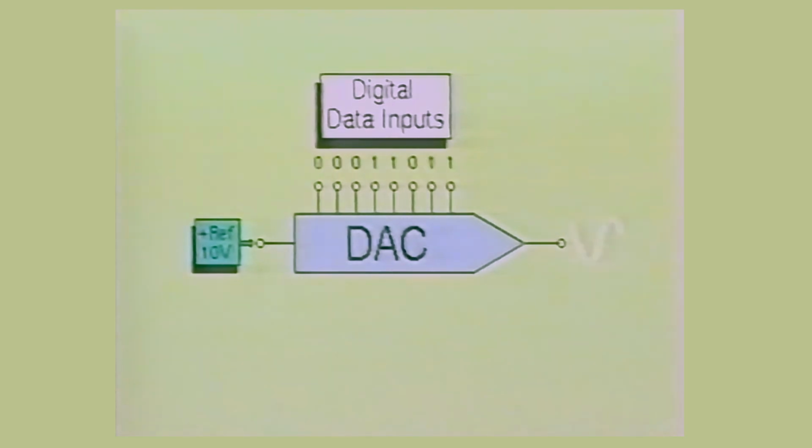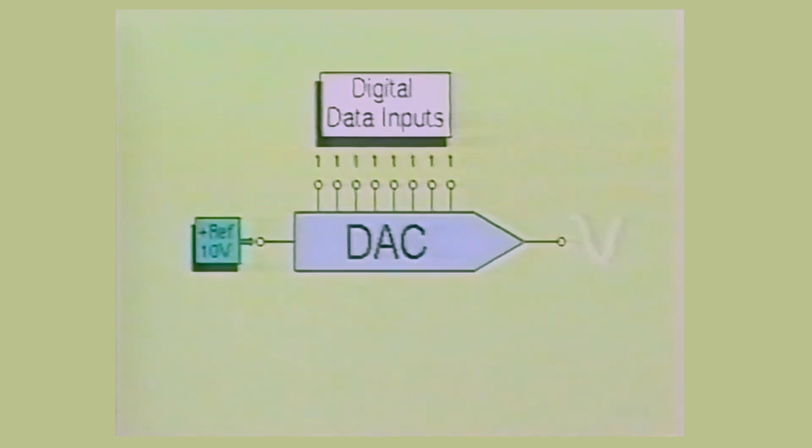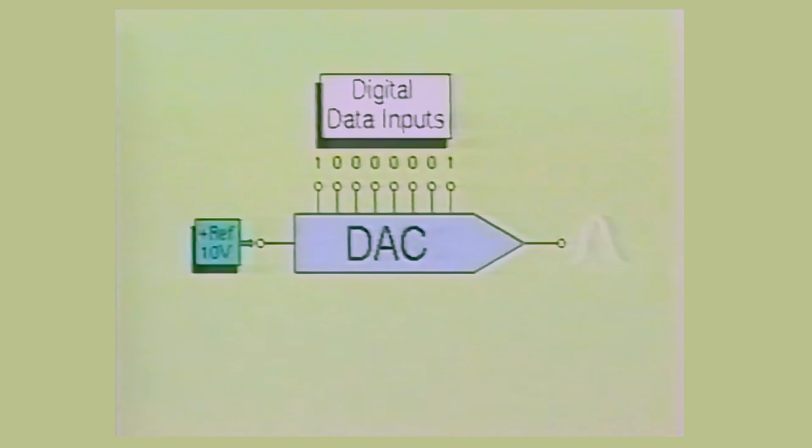As you have seen, the output of the digital to analog converter circuit will depend upon the reference voltage and its binary weighted input. Digital to analog converter circuits are used extensively in today's modern industrial equipment. Before continuing this video, we will review some of the important concepts covered thus far.